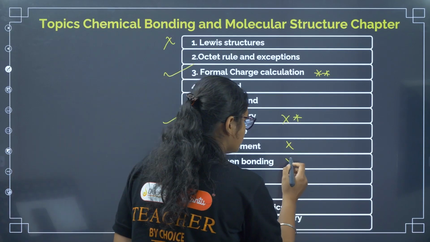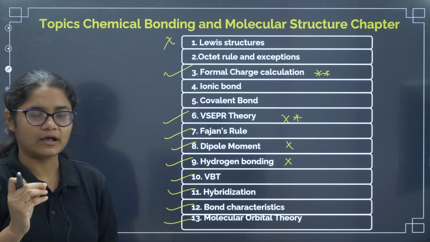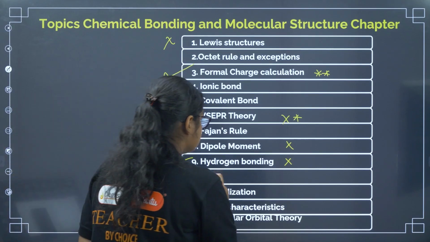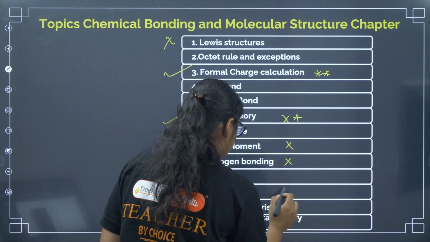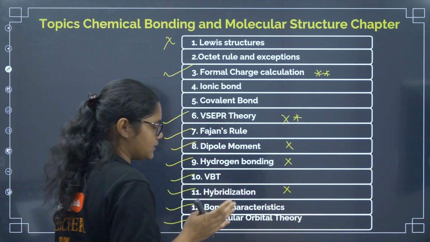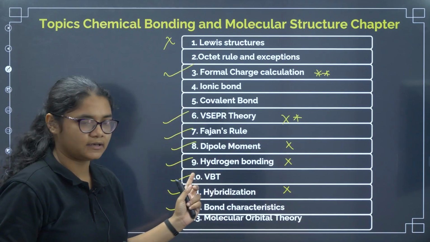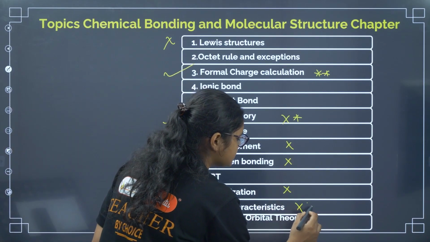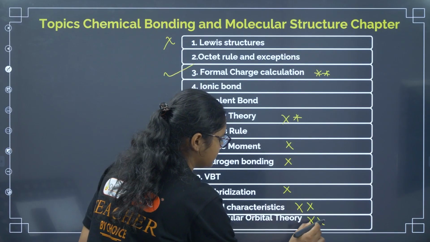Then hydrogen bonding, also 1 or 2 questions have been asked, like intermolecular and intramolecular hydrogen bonding. Valence bond theory, as hybridization, is important. Valence bond theory, nothing much is there. If you know VSEPR theory, then you just have to understand the concept. Bond characters is important. Molecular orbital theory is very important.